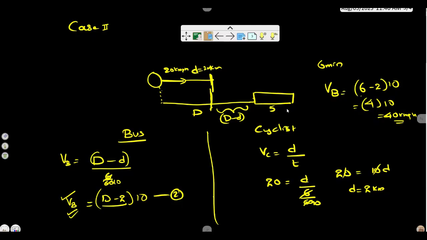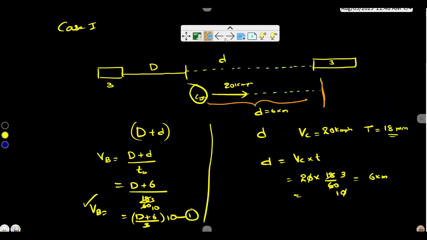Now we have got the velocity of the bus, which is 40 kilometers per hour. Velocity of the bus is equal to 40 kilometers per hour, that is what we have found. Now, he is not asking for the velocity of the bus. He is asking for velocity into time.